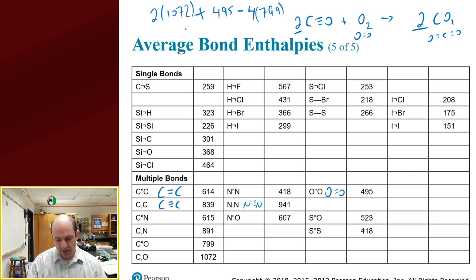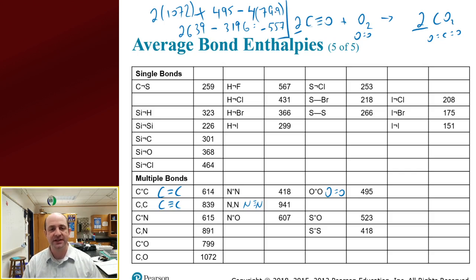If we add this up, 2 times 1072 is 2144, plus 495. So it's going to take us 2,639 kilojoules per mole to break this stuff. But then 799 times 4, we're going to subtract 3196. In that case, 2639 minus 3196 means this reaction of turning carbon monoxide into carbon dioxide would be negative 557 kilojoules per mole. This would be expected to be exothermic. It would release energy to do this.